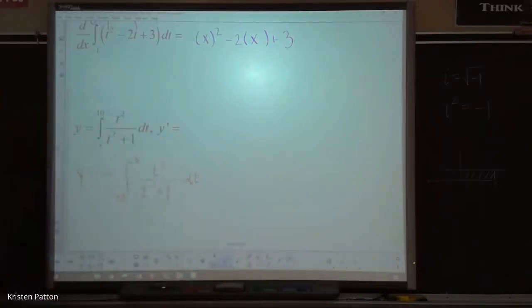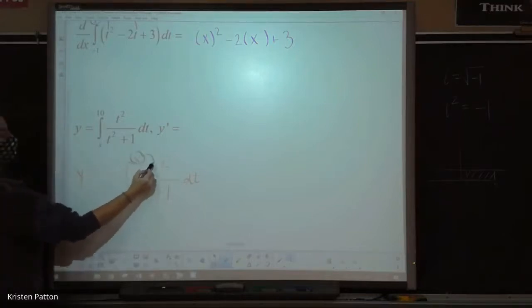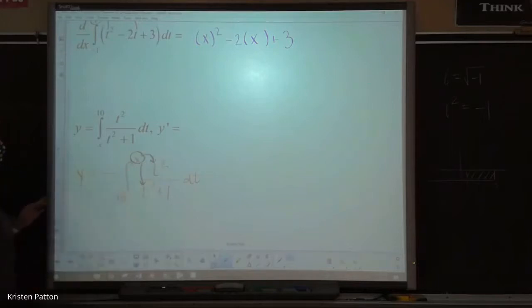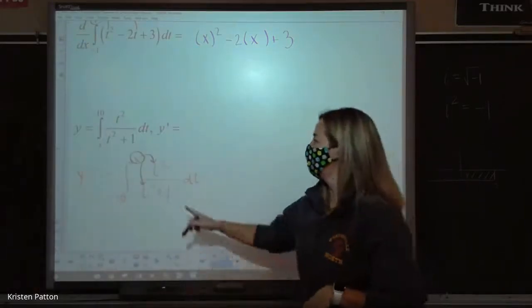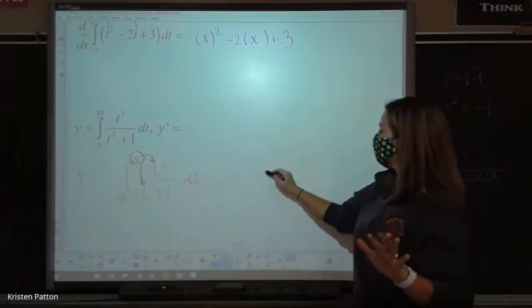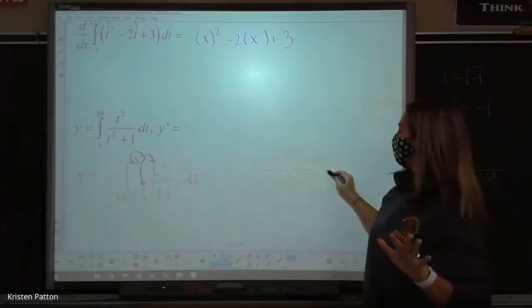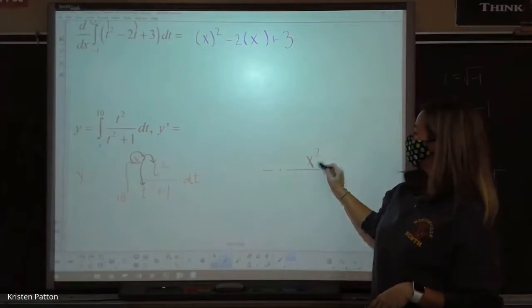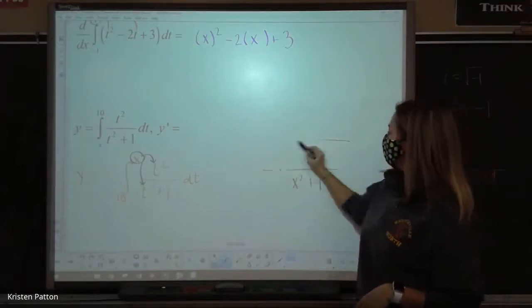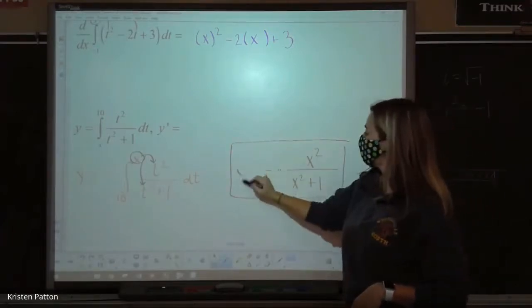Now we get to use our so-called shortcut. I hate calling it a shortcut because it's not. It's a rule. It's a theorem, right? But the theorem says you're going to replace all of those t's with x's. That's it. So we've got, don't forget the negative, right? The constant multiple rule says we need the negative. But then in the top we have an x squared, and in the bottom we have an x squared plus 1. That's my derivative.